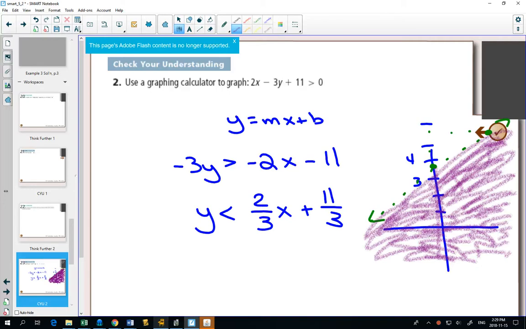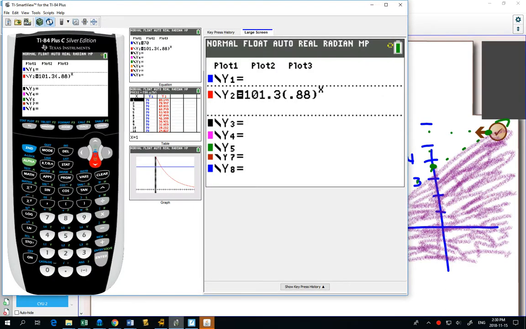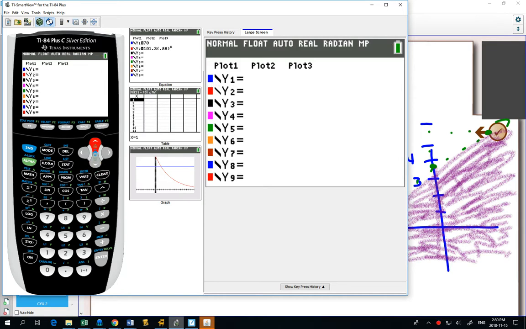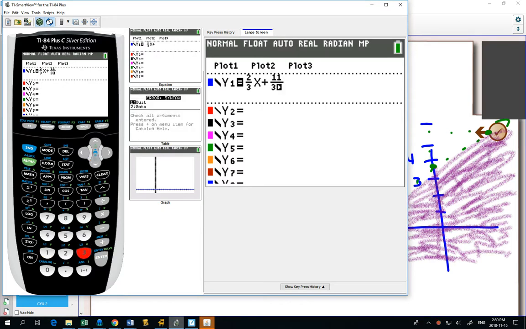Now on your graphing calculator, you would have to get to this step anyways to be able to graph it. Y is less than 2/3 x plus 11/3. So we're going to go to our graphing calculator and clear everything else that might be in there. I'm going to make fancy, exactly like it looks like. So 2/3 x plus 11 over 3.